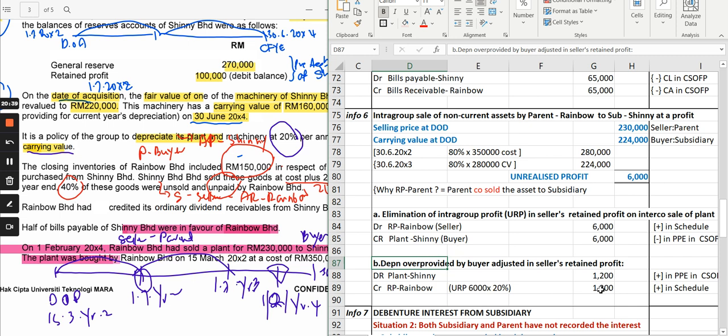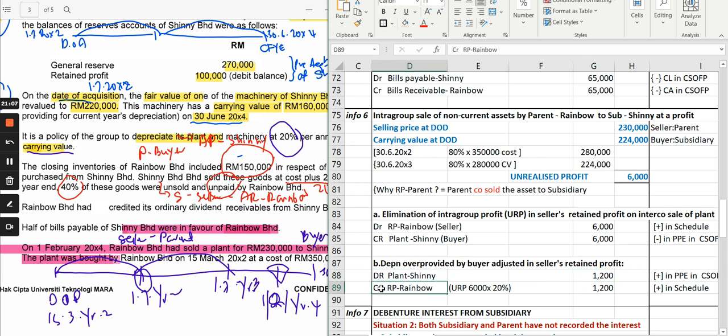You can also do this provided the depreciation method is the reducing balance method. So this is the reducing balance method. I'll take the 6,000 straight away and multiply by 20%. That will give you straight away the depreciation that has been over-provided. If you try using the normal way, that is also going to give you the same answer.